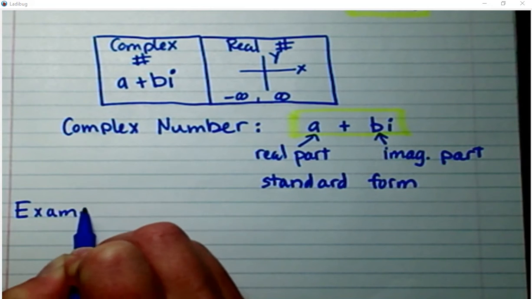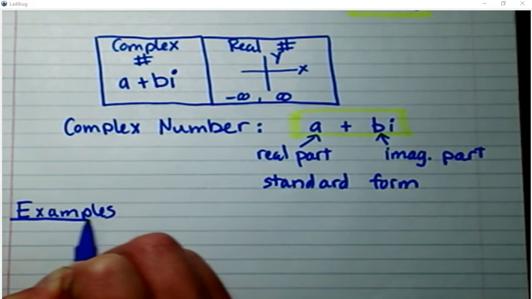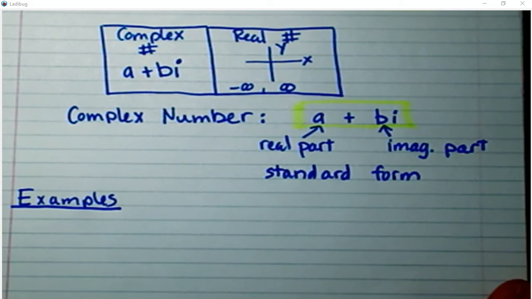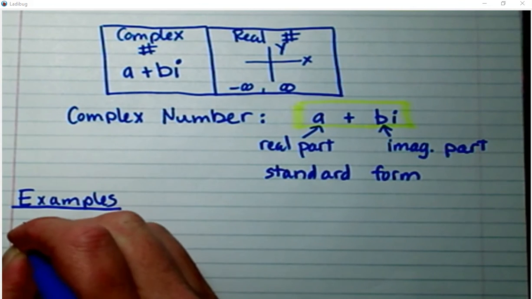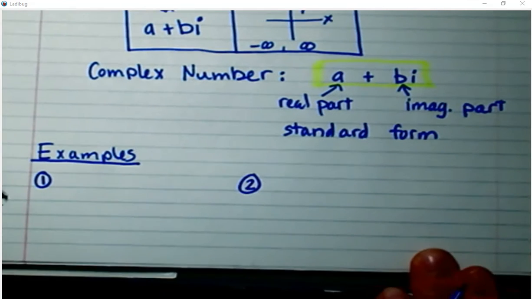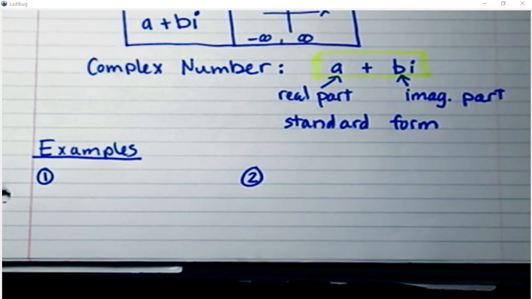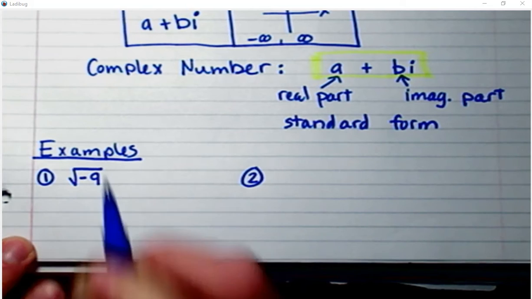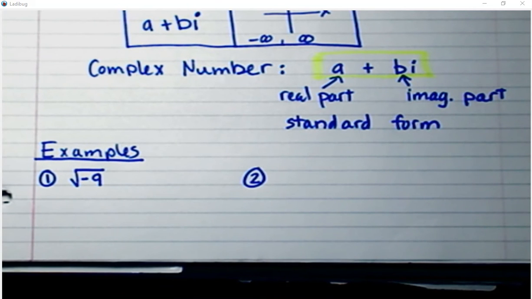Okay. Examples. How big are the examples? 3 lines. So I'm going to put 2 examples, and that's how much space I have. I'm going to write 2 examples there. So they're pretty small. Okay, so we're going to start with root -9.